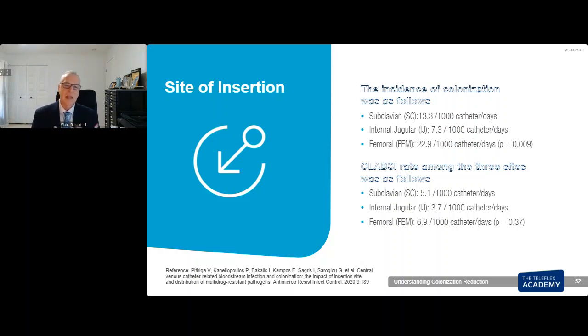That's why this is another essential practice. Try to avoid femoral as much as possible.